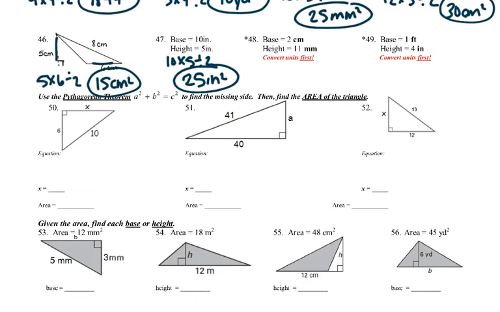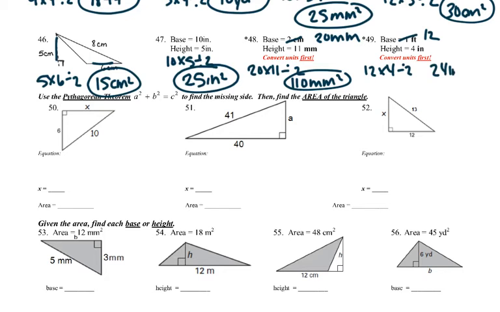squared. When the units are different, you've got to convert them, so 2 centimeters is 20 millimeters. 20 times 11 divided by 2, so that's going to be 10 divided by 2, or 110 millimeters squared. And then 1 foot, 12 inches, 12 times 4 divided by 2 is 24 inches squared.